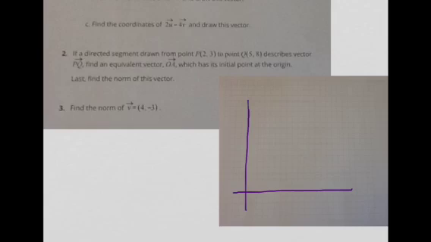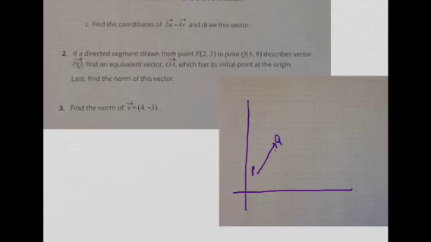So I'm graphing the vector PQ. P is at 2, 3. And then Q was at 5, 8. So this segment right here, this is P, and this is Q. So this is vector PQ. And then it says, find an equivalent vector OA, which has its initial point at the origin. Last, find the norm. I'll talk about that in just a second.